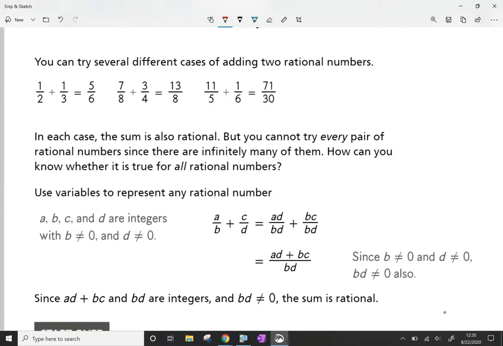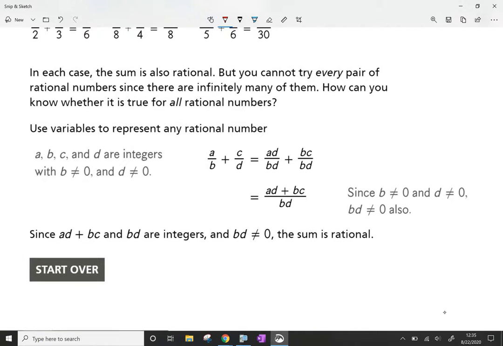Like these numbers, for example. But a just means it can be any number. It doesn't have to be 7. A is just going to be any number at once. B can be any number at once. C and D can be any number at once.